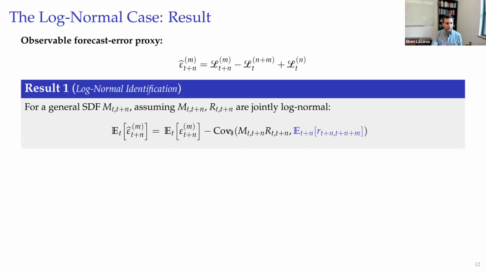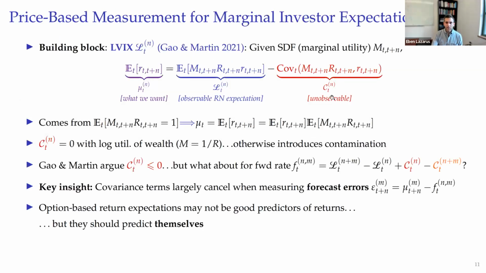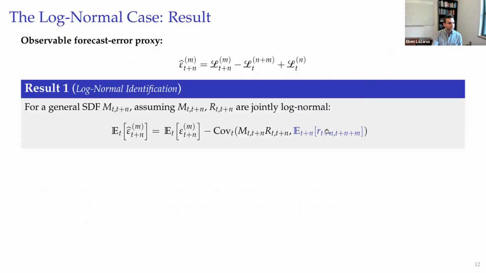So what does it look like? As a starting point, I'm going to assume a jointly log normal world, and then I'll generalize on the next slide. If things are log normal, then I think it's a little bit easier to interpret. We end up with a covariance between discounted returns on the market and now expected, as of T plus N, forward-looking returns on the market. Just as a point of comparison, what is the unobserved covariance term, a risk premium term, when we're measuring spot rates? It's a covariance between discounted returns and realized returns. We know realized returns are much more volatile than expected returns.